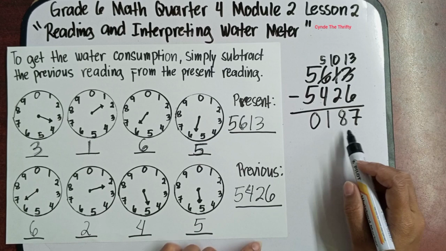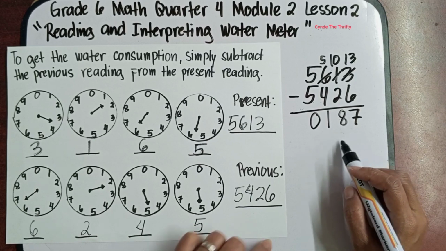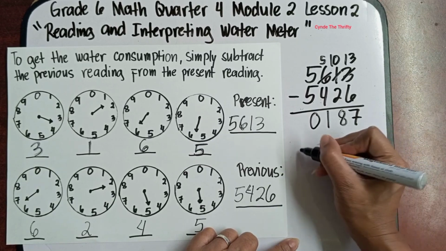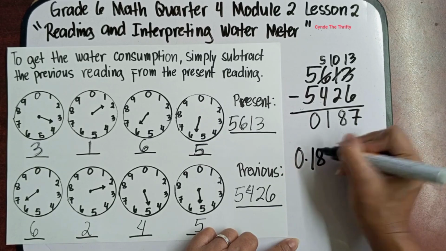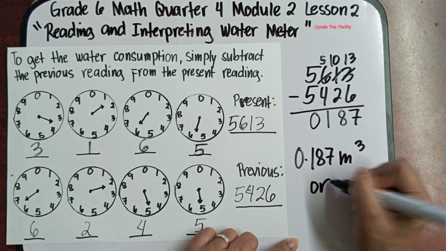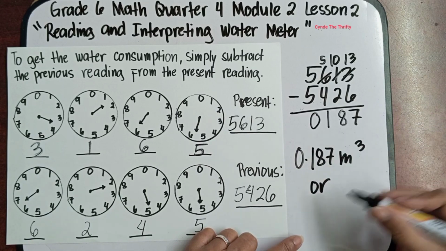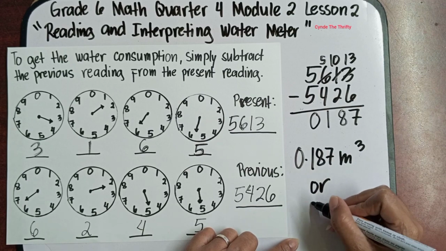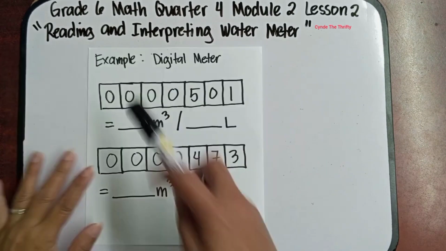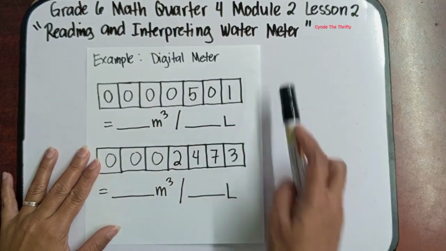Dahil ang last three digit natin is nagpapakita ng fraction, therefore, ang na-consume na water in cubic meter is equal to 0.187 cubic meter. Or, kung sa liter natin siya ilagay, so magiging 187 liter. Example naman tayo sa digital meter.